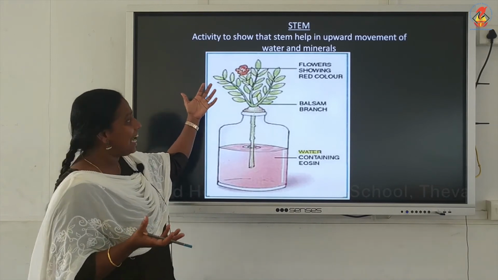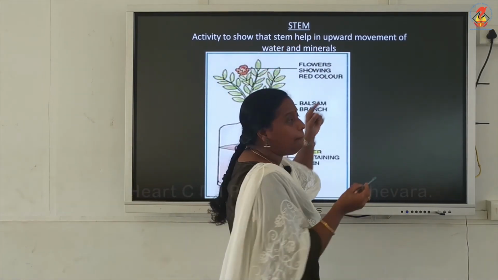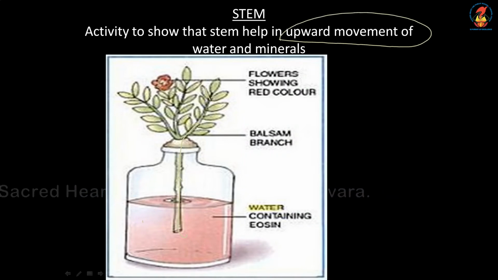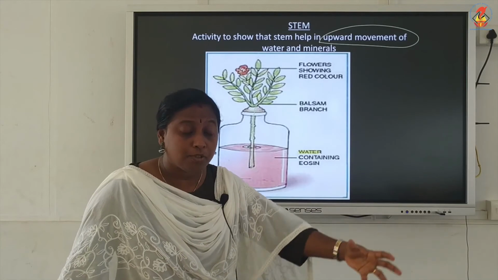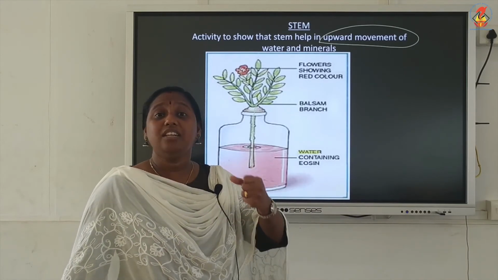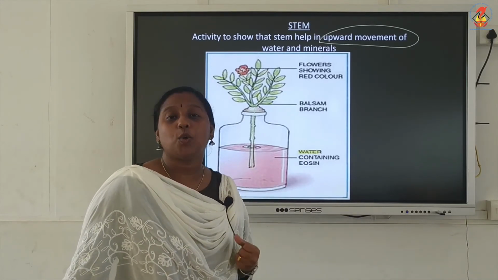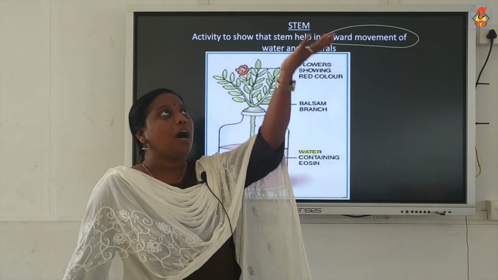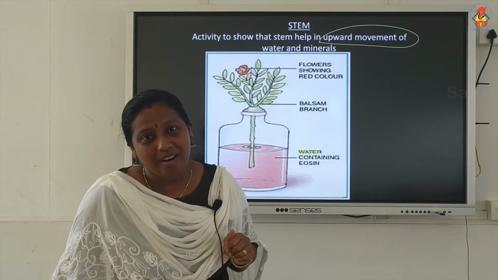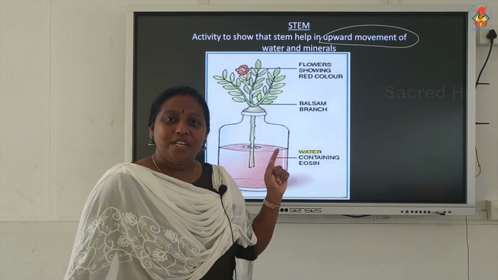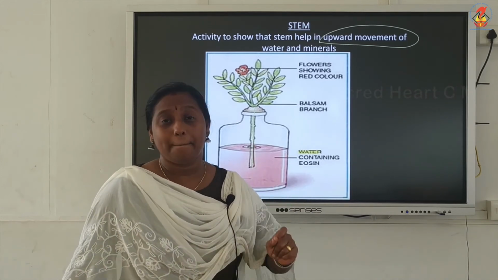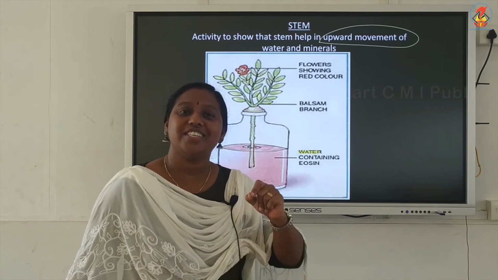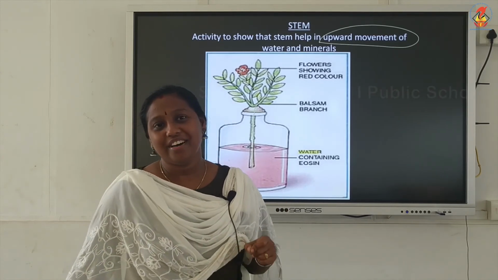It tells us that the stem will help in the upward movement of water and minerals through it. So this activity clearly shows that the stem will absorb the nutrients and water from the roots and it will be taken to the upper parts of a plant. Okay, so this is an activity which shows you about the function of a stem. So this is the function of a stem.